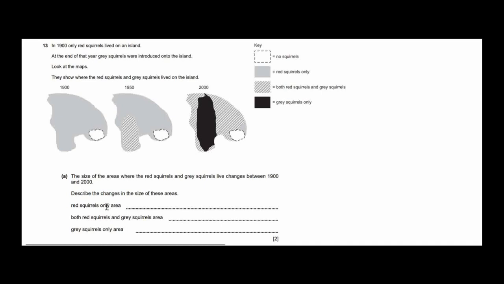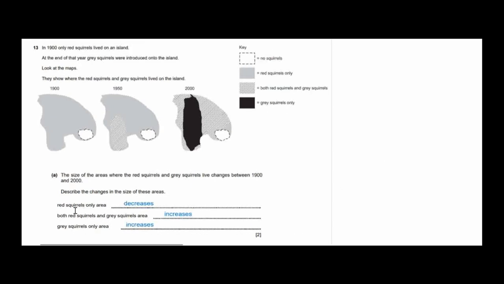Red squirrel only area is black. Both red squirrels and gray squirrels area black. Gray squirrels only area. 10 seconds. 10, 9, 8, 7, 6, 5, 4, 3, 2, 1. Right, let's open up the answer.